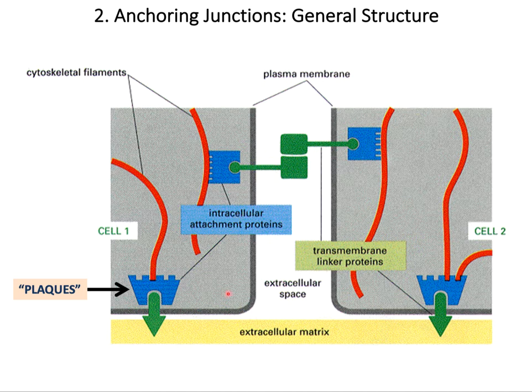All right, the same is true for the cell-matrix interaction. You have a transmembrane linker protein, shown in green here at the bottom of these cells, which interacts with a component of an extracellular matrix. Then you have these intracellular attachment proteins, which associate with the cytosolic side of the transmembrane linker protein and connect it to a cytoskeletal filament. Sometimes these intracellular attachment proteins are called intracellular attachment plaques because they form a patch of proteins that connect the transmembrane linker protein to the cytoskeletal filament.